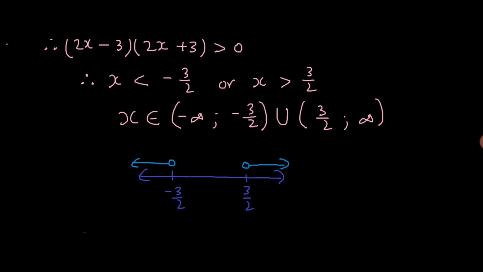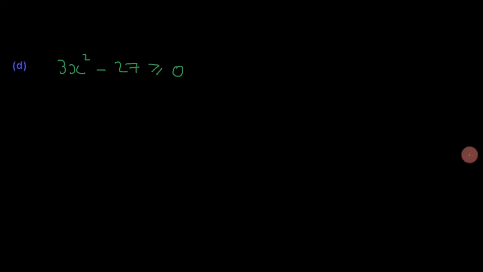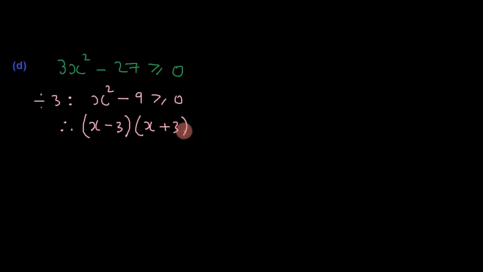Then coming to the last inequality, we have that 3x squared minus 27 is greater than or equal to 0. We don't have a difference of squares on the left-hand side, but we can divide through by 3, which is a common factor, and we get x squared minus 9 is greater than or equal to 0. Then factorizing, it's going to be x minus 3 times x plus 3 greater than or equal to 0. Now we can draw the parabola.